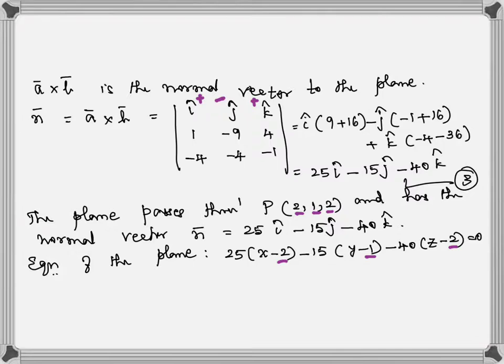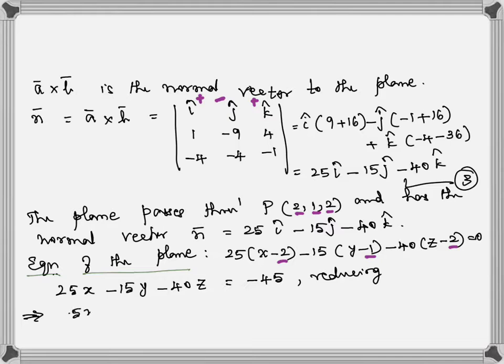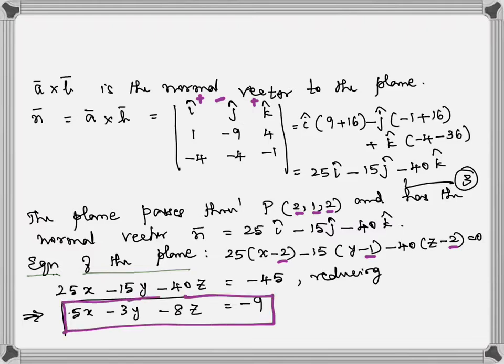Now we only have to simplify and reduce this. So it is 25x minus 15y minus 40z. Then if you combine the constants and move them to the other side, you get negative 45, which is actually reducible. So reduce it by dividing throughout by 5. So it is 5x minus 3y minus 8z equal to negative 9, which is the equation of the plane.